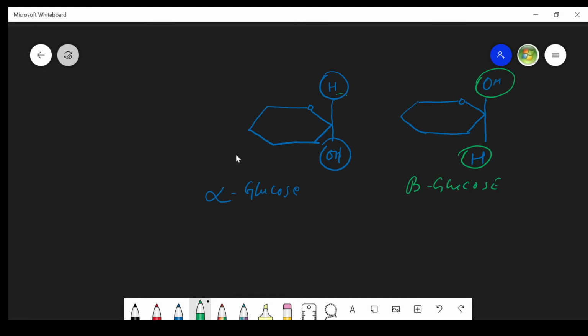One question came in NEET: which is the most abundant sugar present inside the nucleus? The answer is pentose.